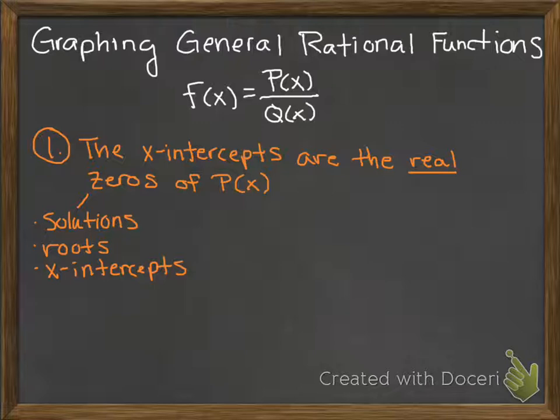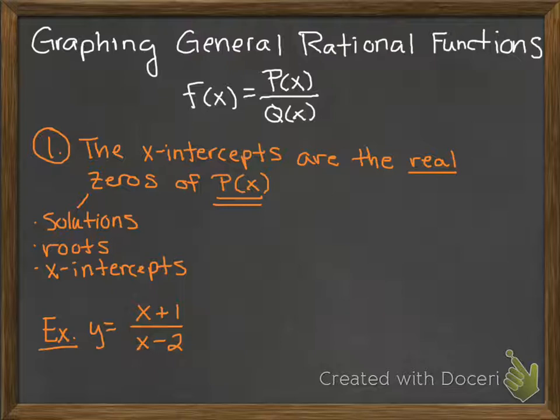The next thing that we have to make sure that we understand is what this p of x stands for. If you look up here in white, it says p of x over q of x. So the x-intercepts are the zeros of whatever is in the numerator. And yes, we will take a look at examples of how to do this. In fact, we're going to do one right now.